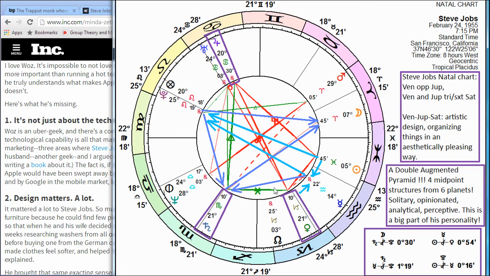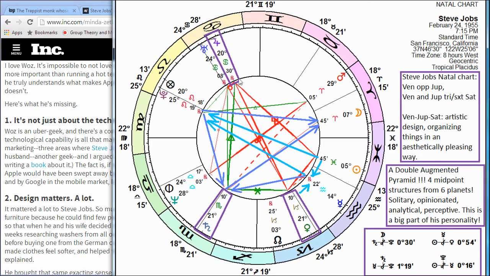And this exact aspect has as much current as is possible, full current between Venus-Saturn, a little weaker to Jupiter. Now, Venus-Jupiter-Saturn is a typical pattern for artistic design. We see it over and over and over again. Website developers, architects, Jupiter-Saturn is design.